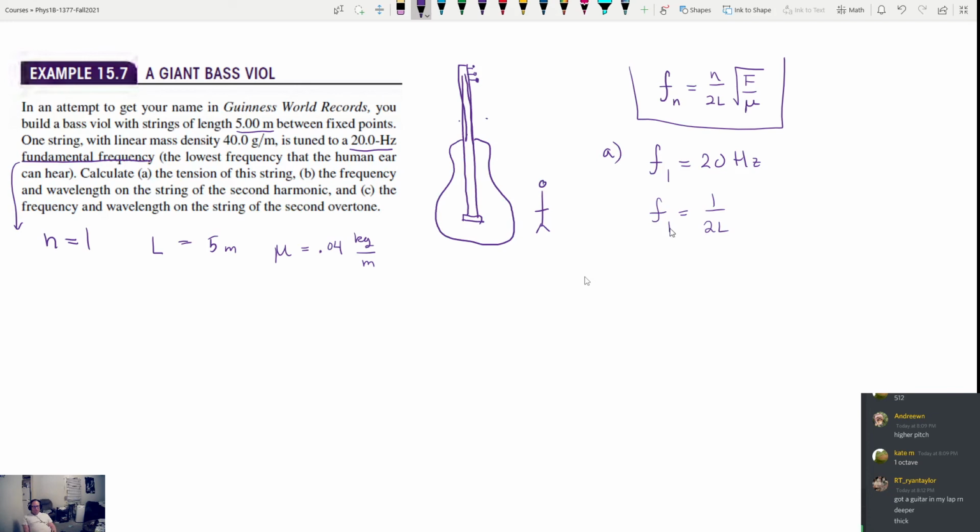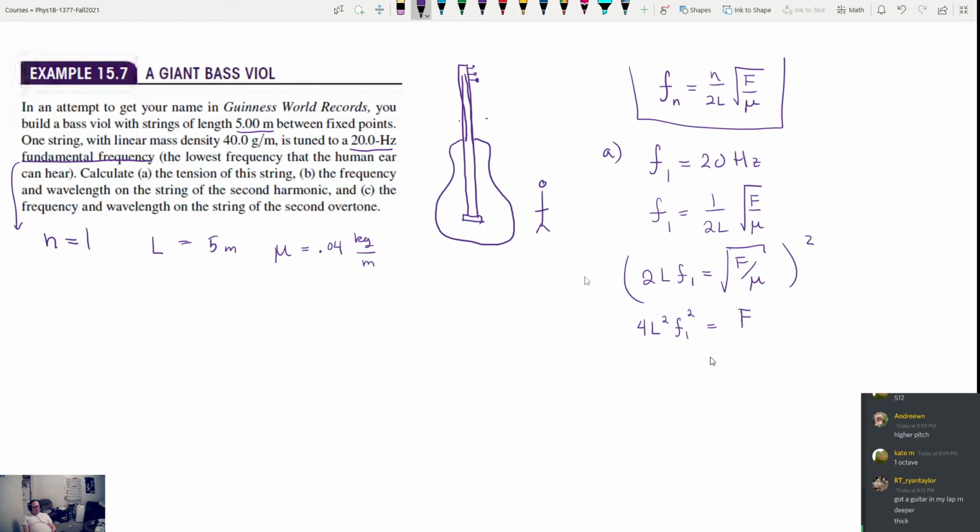Okay, so F1 is 1 over 2L, times n, times the square root of F over mu. And we just want to solve this for the force F, the tension. So we'll get 2L F1 is equal to root F over mu. We'll square the whole thing. So we'll get 4L squared F1 squared is equal to F over mu.